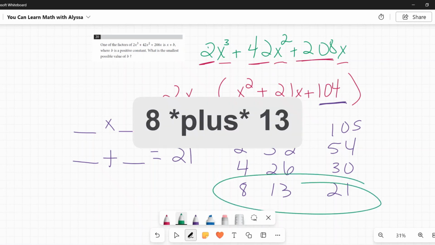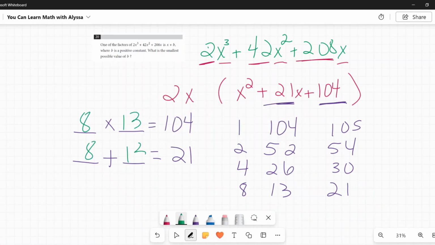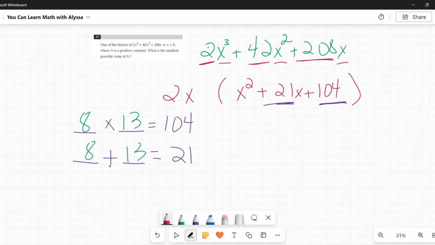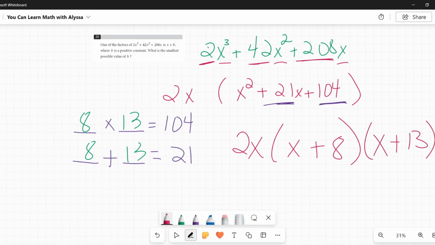Right. 8 times 13 is 104. So we have that 8 times 13 and 8 plus 13. Yay! Those are my two factors. They gave us a big one to factor, didn't they? So all right, now I have 2x times x plus 8 times x plus 13. And now we can answer their question of x plus b, where b is a positive constant. What is the smallest possible value of b? There's two possible values b could be, 8 or 13. They want the smallest one. So that would be, of course, 8.